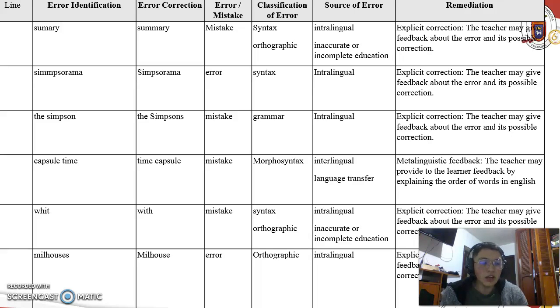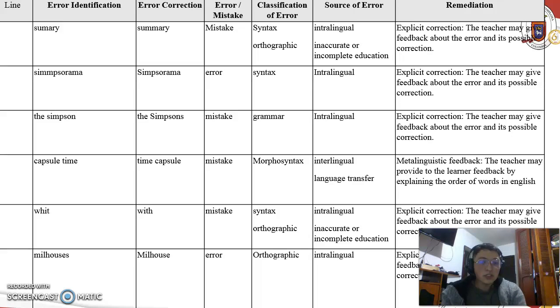In mistakes, I put some of them as a combination of Spanish terms or Spanish words in English, which is a language transfer, an interlingual error, or an interlingual mistake, which as an example could be capsule time. In Spanish we say cápsula de tiempo, which is good, but in English we need to take into account that it is not the same.